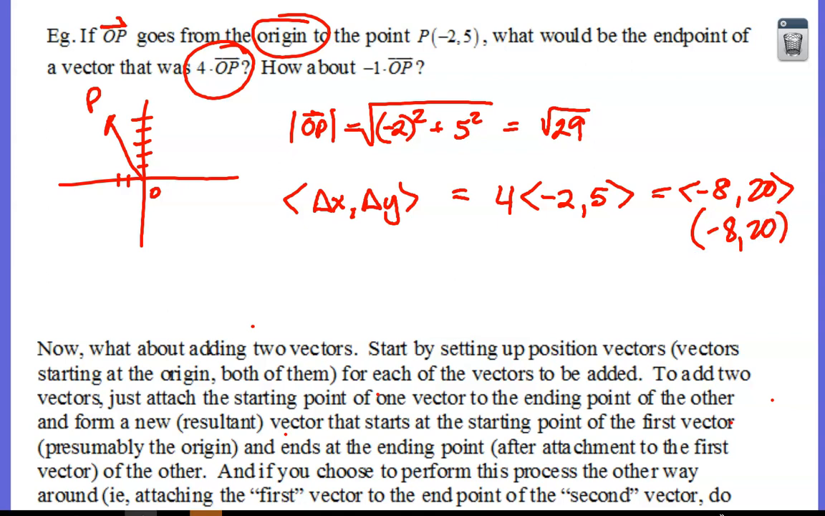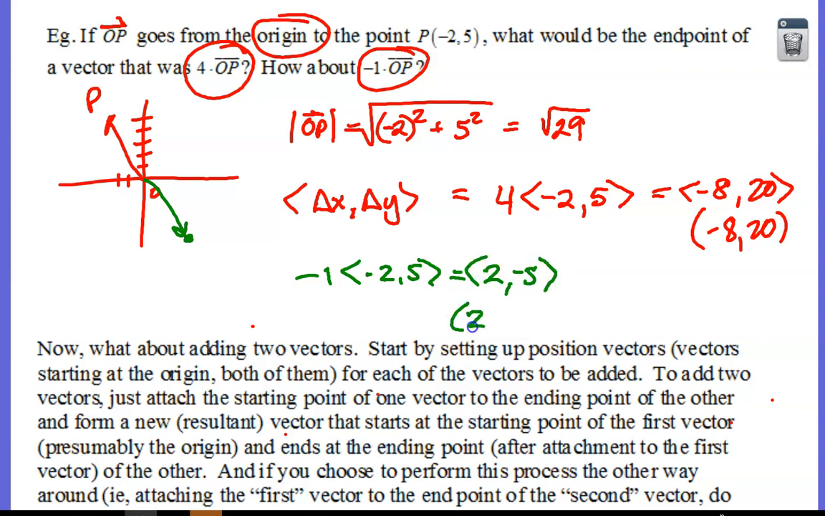Now, the cool thing is, because this is from the origin, that would be the point that you end up at. And again, if I want to go negative 1, which is the same length but in the negative direction, where would that land me? Well, I'm coming from the origin, and negative 1 times my coordinates would get me to 2, negative 5. Or the point 2, negative 5.